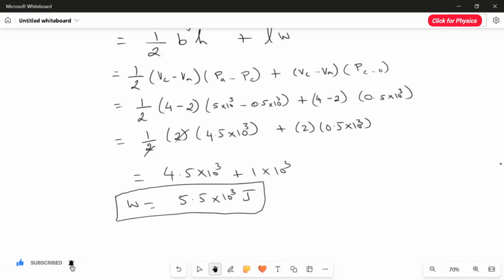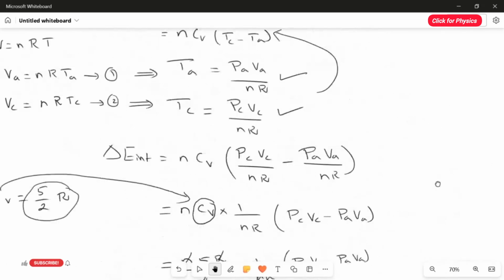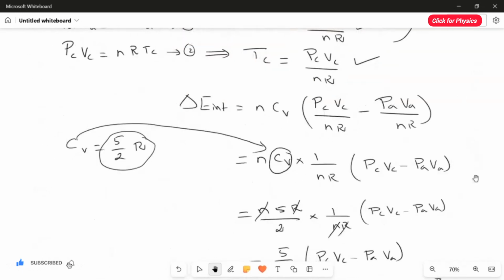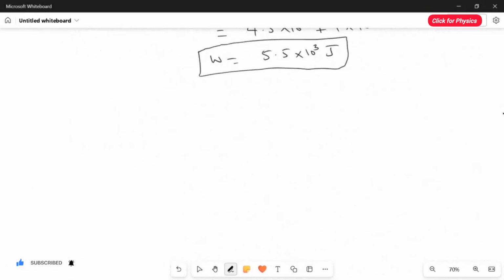So what we did here, we simply considered the area under the line from A to C. That is our diagonal. And for getting the answer for the last part, we have to find how much heat is required. So for that, we have to use the first law of thermodynamics. As we already know, the first law of thermodynamics is given by the rule Q equals change in internal energy plus work done.